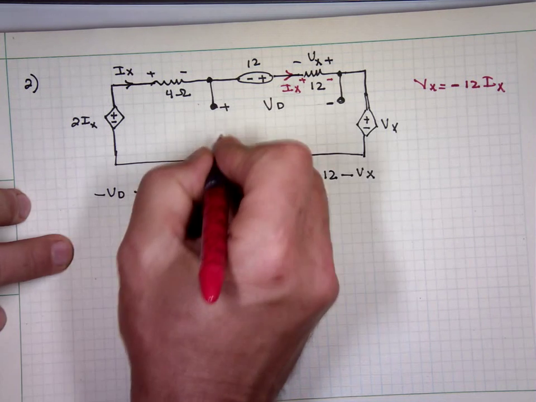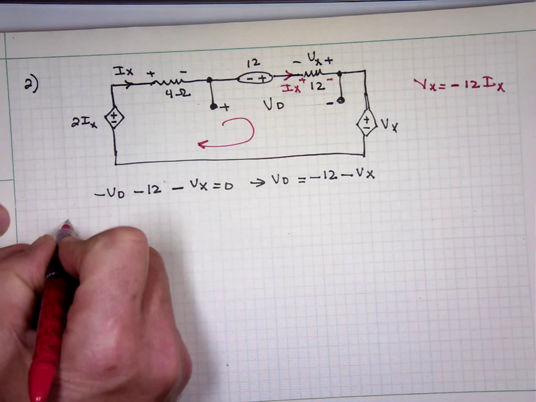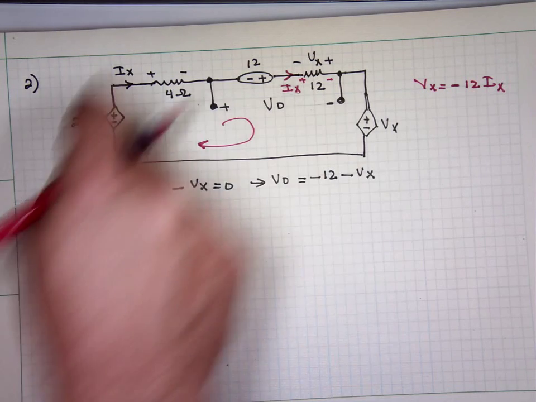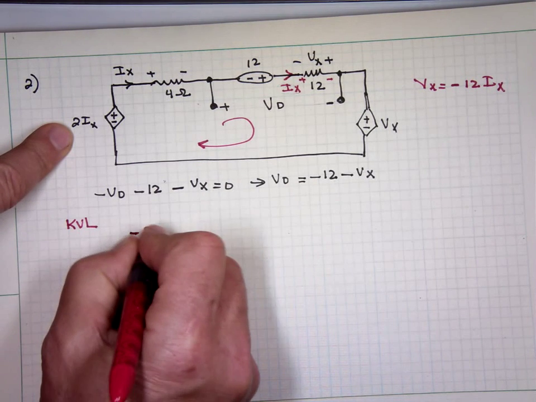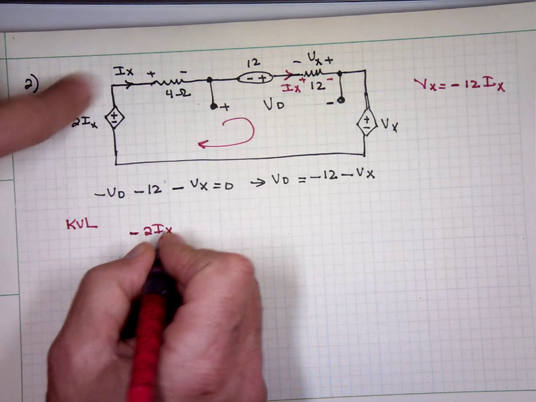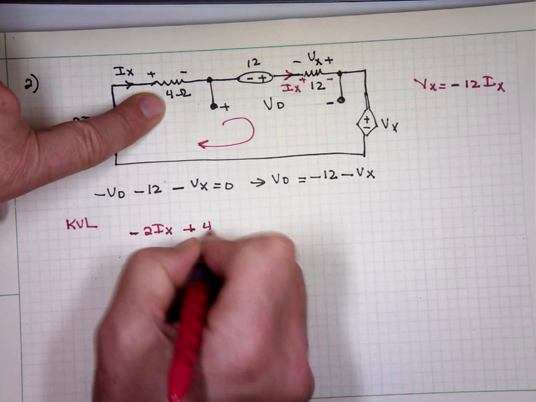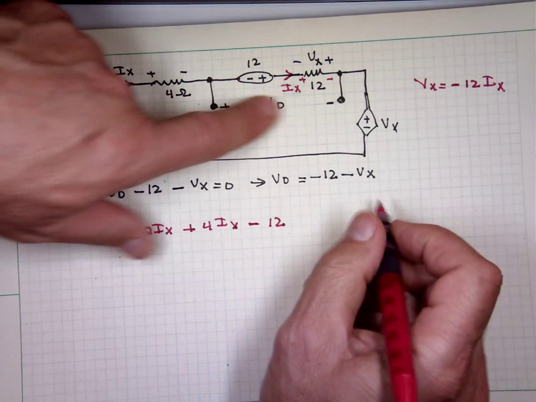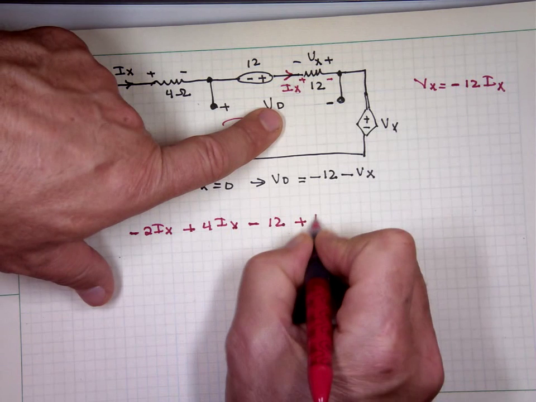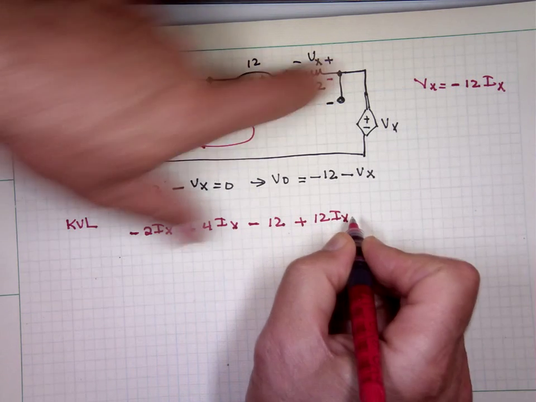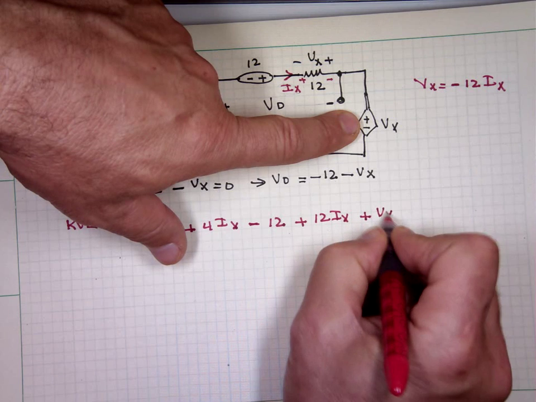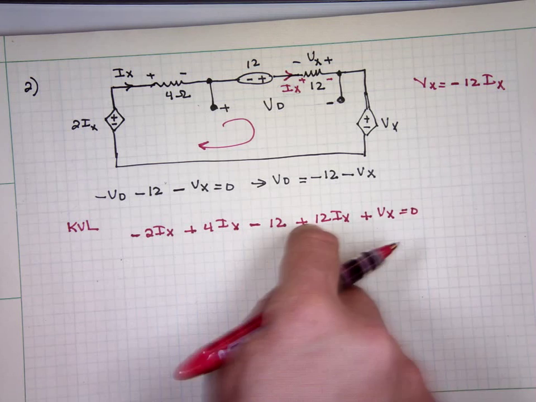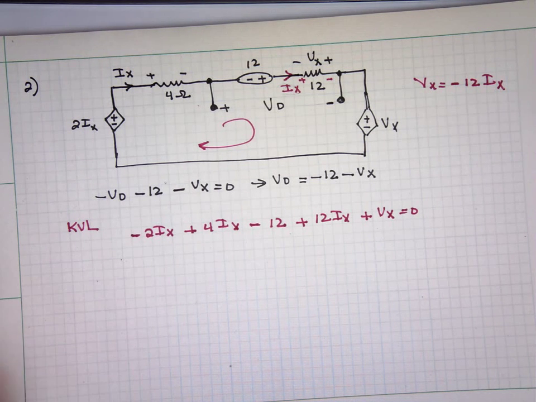So if I do KVL right here, the sum of the voltages in a closed loop is 0. Let's go through that. Negative 2I sub x plus 4I sub x minus 12, plus 12I sub x, plus Vx is equal to 0. Actually, I could write minus Vx and the two of them will cancel each other out. Makes my life easy.